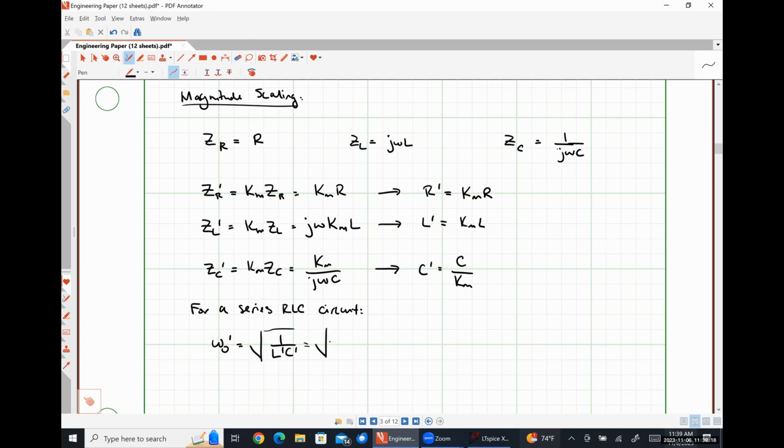L prime is going to look like Km times L. C prime is going to look like C over Km. So we have 1 over C, so that's going to look like Km over C, like so. The Km's very obviously cancel each other out. And magnitude scaling has no impact whatsoever on the resonant frequency, which it shouldn't. The whole point was that we kept the frequency constant.